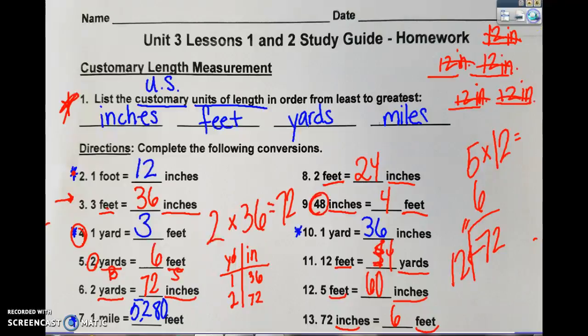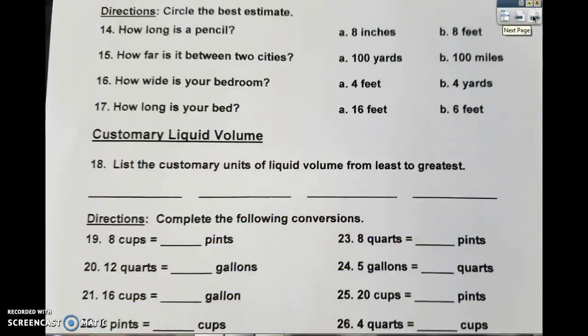Next page, number 14. It says circle the best estimate. How long is a pencil? 8 inches or 8 feet? Do that one on your own. Number 15, how far is it between 2 cities? 16, how wide is your bedroom? And 17, how long is your bed? Answer 14 through 17. I'm going to wait and then I'm going to let the video play.